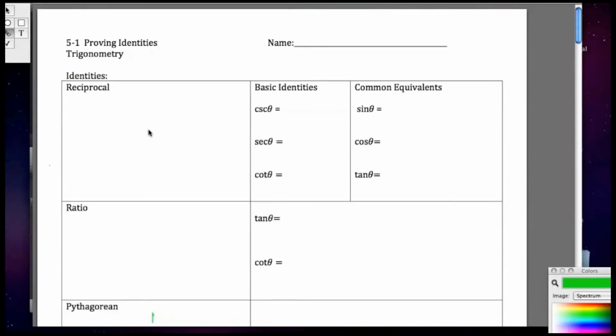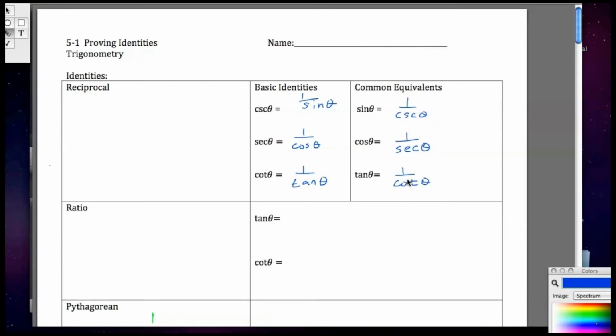Okay, so let's look at the reciprocal identities. The reciprocal identities are going to be identities that are fractions. So cosecant is 1 over sine theta. Secant is 1 over cosine theta, and cotangent is 1 over tangent theta. Sine is going to be 1 over cosecant theta. Cosine is going to be 1 over secant theta. And tangent is going to be 1 over cotangent of theta.